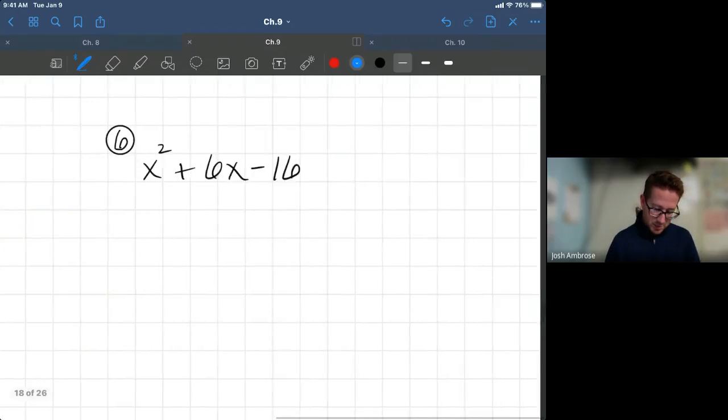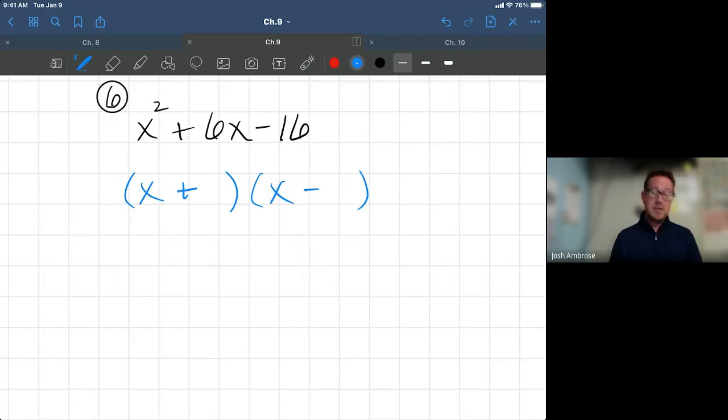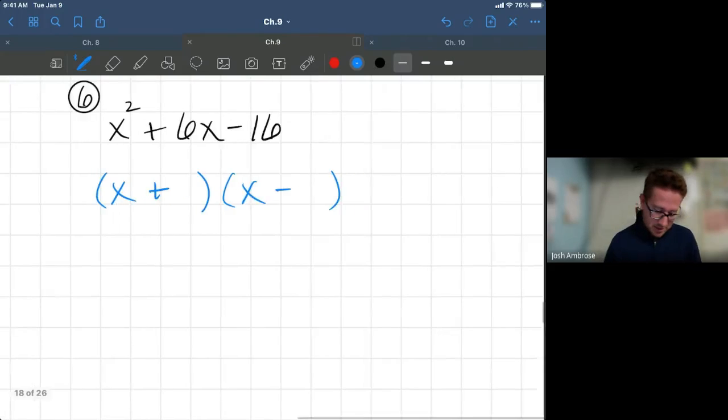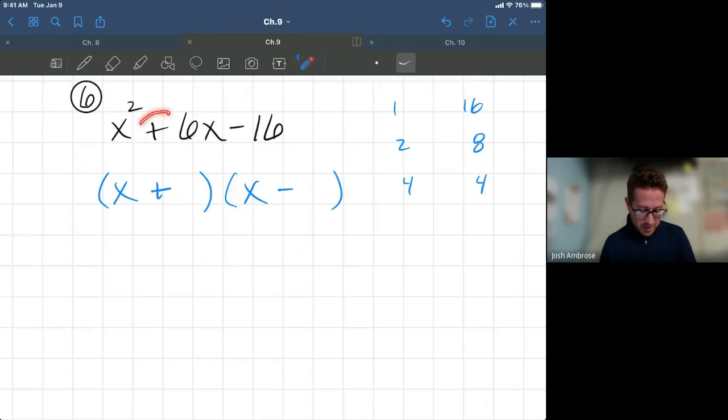All right, last example problem. Here we go. Parentheses, parentheses, x and x. Pay close attention. Positive, then negative means positive, then negative, meaning subtraction. All right, factors of 16: 1, 16, 2, 8, 4, 4. All right, using subtraction and trying to create a positive 6. Which of these three options, if I subtract, will create a positive 6?